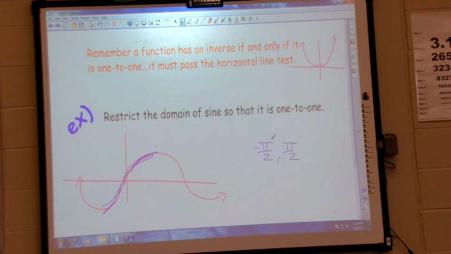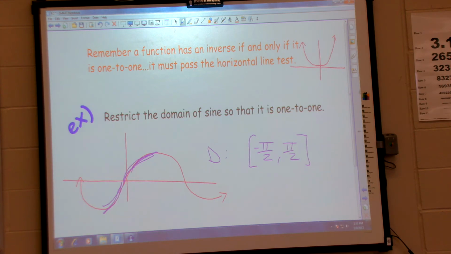Does everyone agree that that chunk is 1 to 1? Yeah. So if I make the domain of sine be negative pi over 2 to pi over 2, it's now 1 to 1, and technically it now has an inverse. So it solves one problem right there.